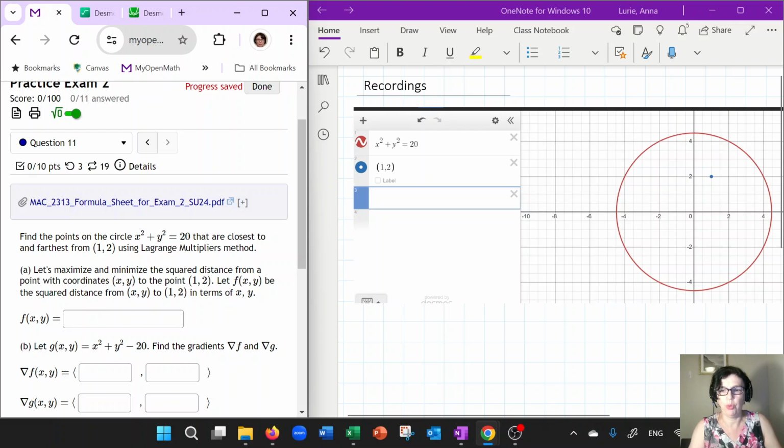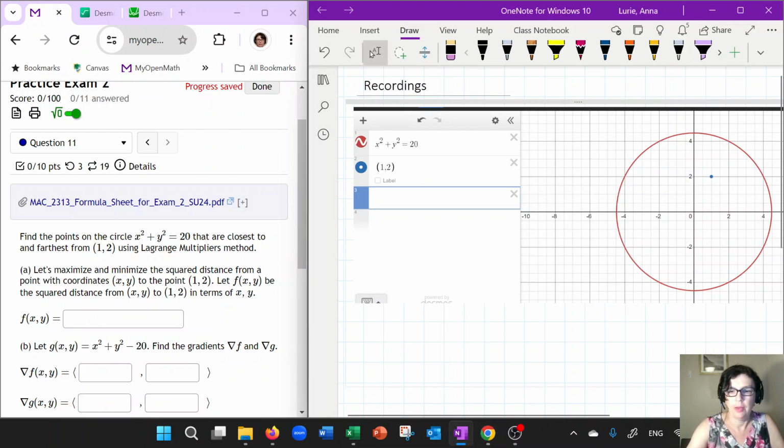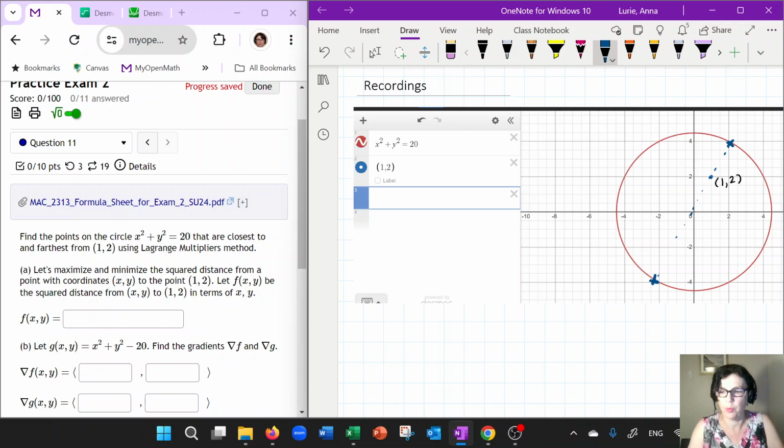So just to show you the picture, I want to introduce the graphical representation of the problem. Here we have a point (1, 2), and we're looking for 2 points. One of them is going to be somewhere over here on the circle. It has to belong to the circle. That would be closest to (1, 2). And then the other one is going to be on the other side somewhere over here. That will be the furthest from (1, 2).